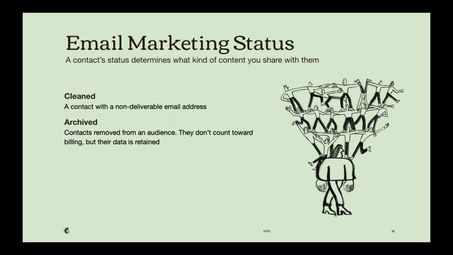A clean contact has a non-deliverable email address. You may know of these addresses as those that have hard bounced or repeatedly soft bounced. And lastly, archive contacts are ones removed from your audience. They don't count towards billing, but their data is retained in your account.